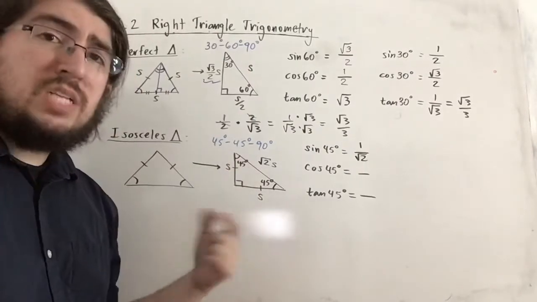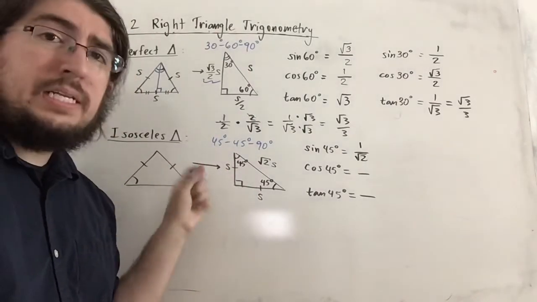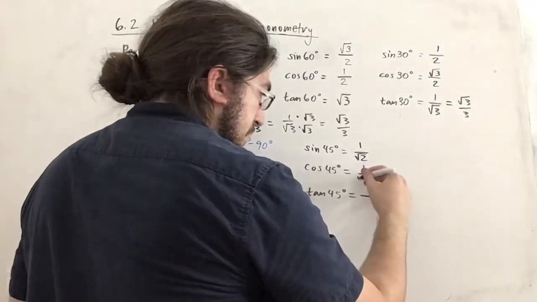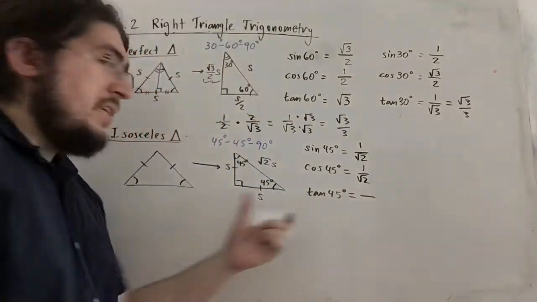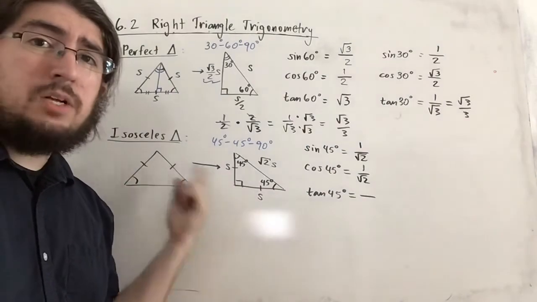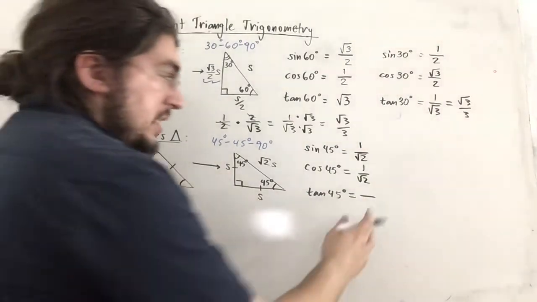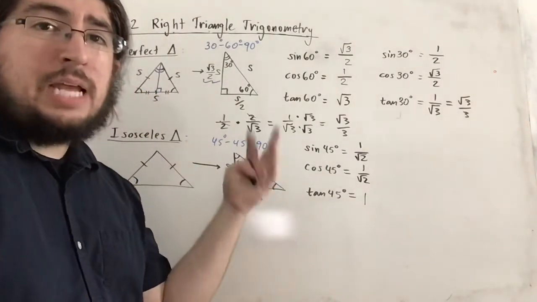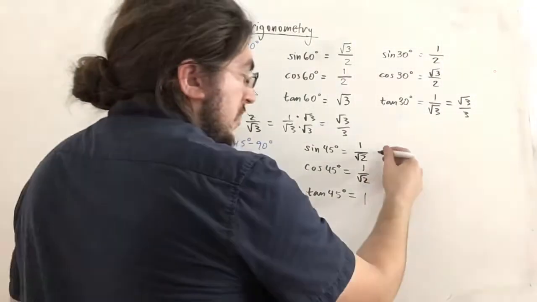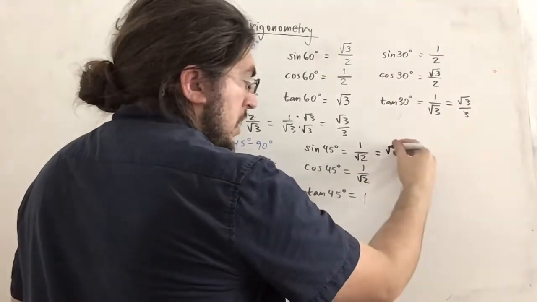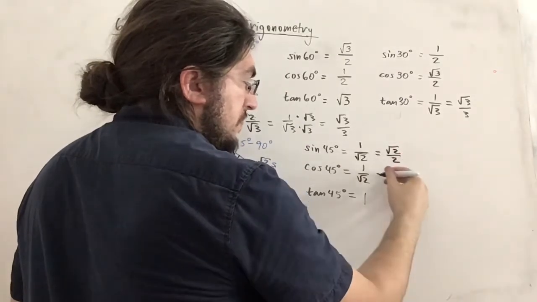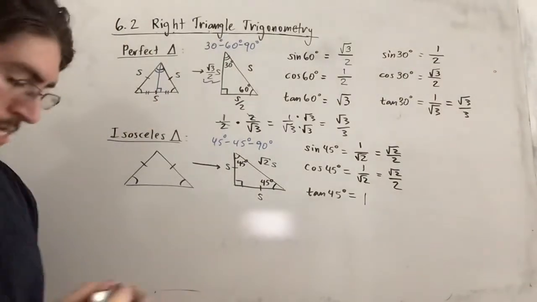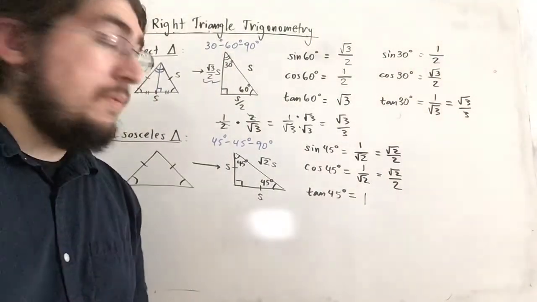Same thing goes for cosine actually, because opposite is equal to adjacent in this case, so we also get 1 over radical 2. And for tangent, tangent again is opposite over adjacent, so we get s over s, which is actually just 1. Now, yes, we can rationalize sine and cosine, but they're both the same result. So if you multiply top and bottom by radical 2, you get radical 2 over 2. There we go.